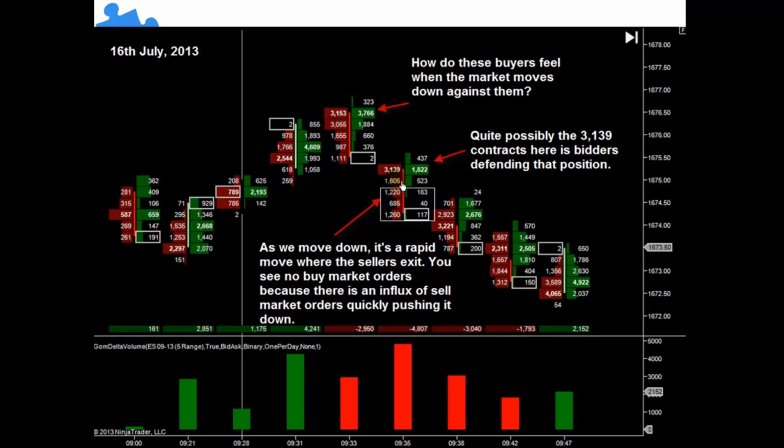Now, of course, internet trading wisdom says that can't be stops because all ES traders have eight tick stops, and that's not really the case.